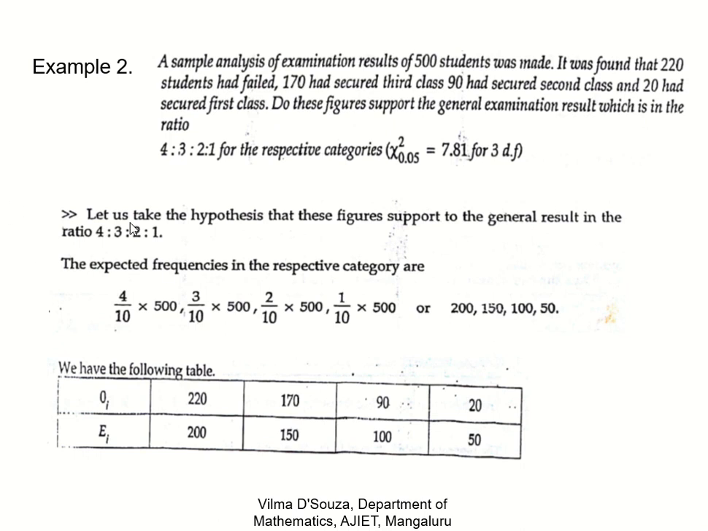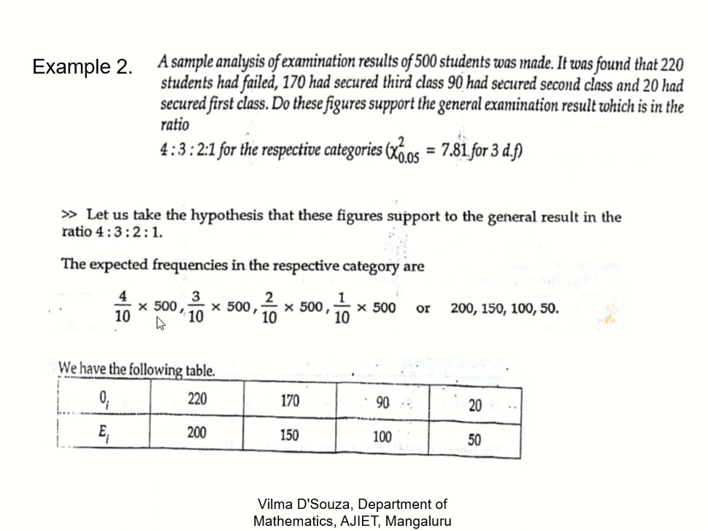So how many students do you have? Total 500 students. For the first category you have 4 in the ratio out of a total of 10. So 4 by 10 of the students belong to the first category, that is failure. So 4 by 10 into 500. Out of 500 students, how many failures? 4 by 10 into 500. Next category, 3 by 10 into 500. Next, 2 by 10 into 500. 1 by 10 into 500.